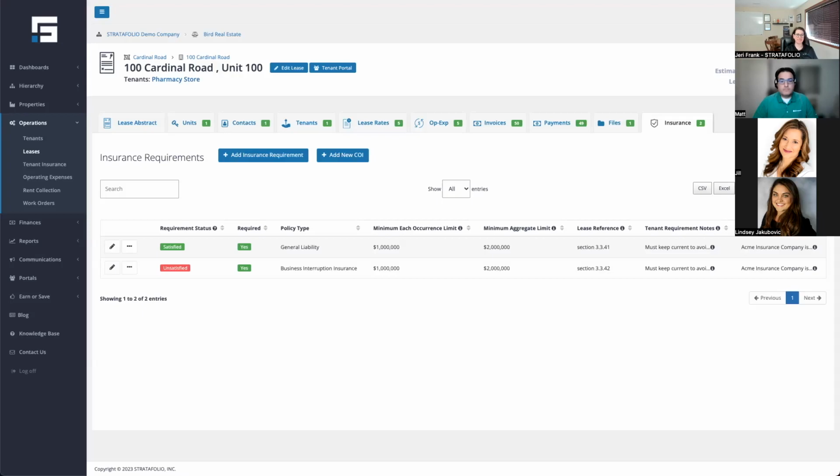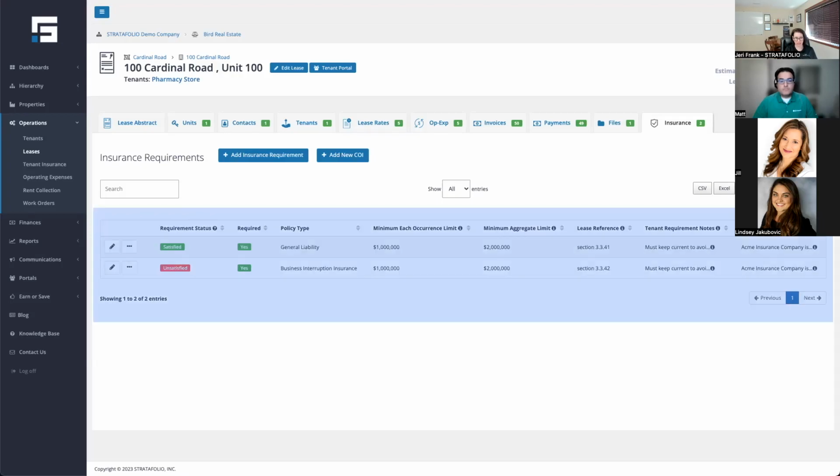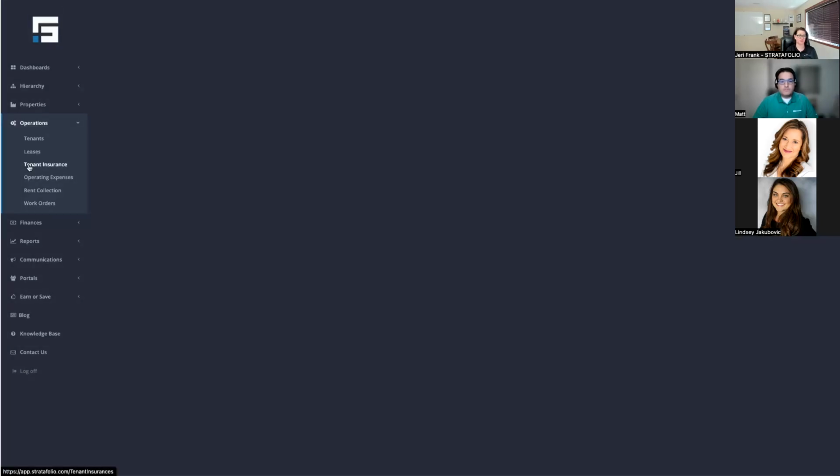With STRATAFOLIO, we take into account what that lease requires from an insurance perspective, and we attach that information directly to the tenant. And as that tenant's insurance is coming due, we start sending messages both to the tenant and the insurance provider about the policy that is up for renewal.